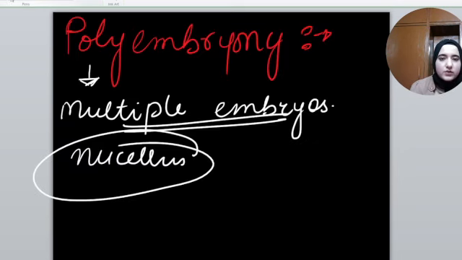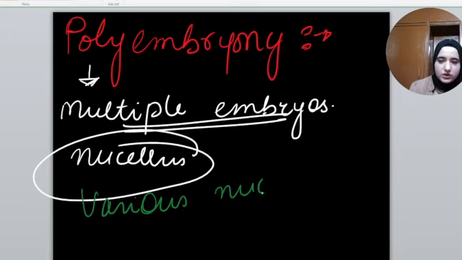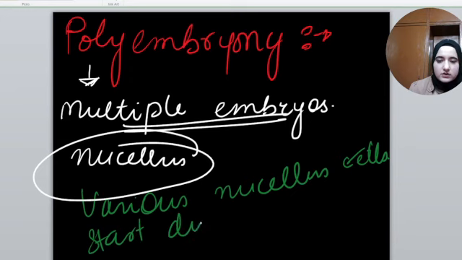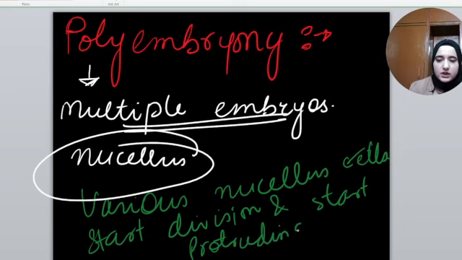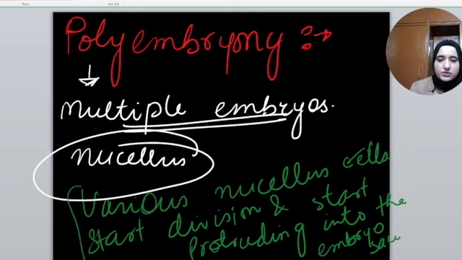How is polyembryony formed? Various nucleus cells start division and start protruding into the embryo sac, right? Various nucleus cells start division and start protruding into the embryo sac. Thus, we can say that it contains so many embryos, right?